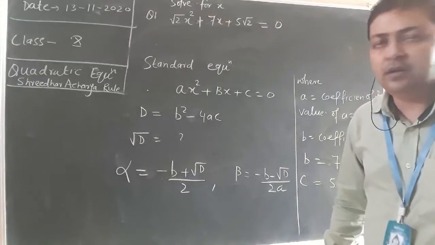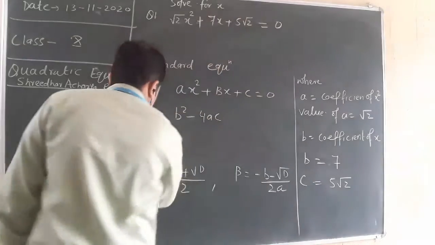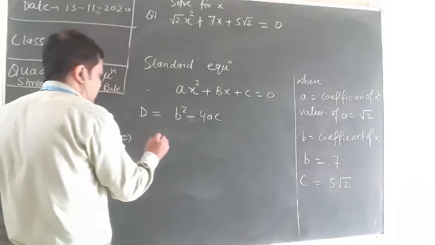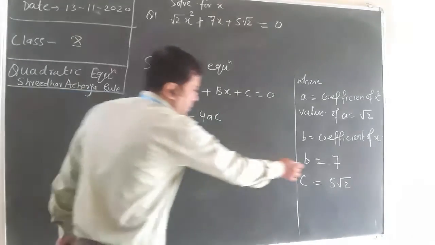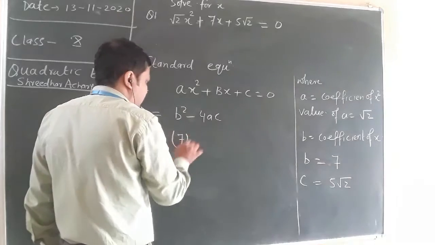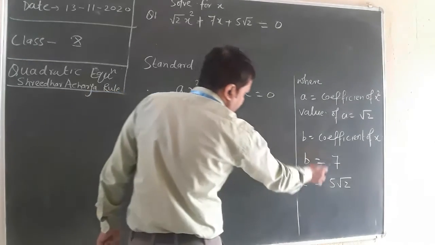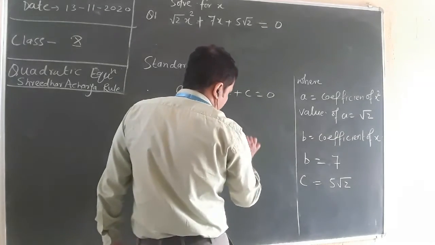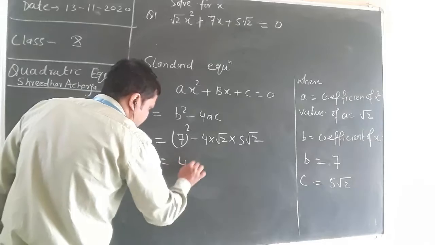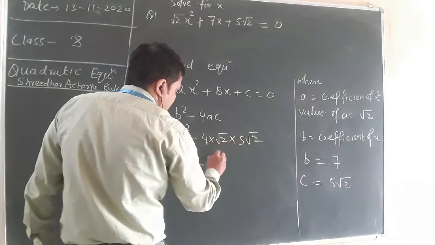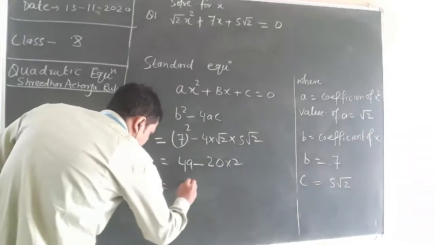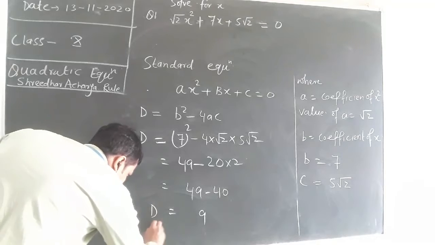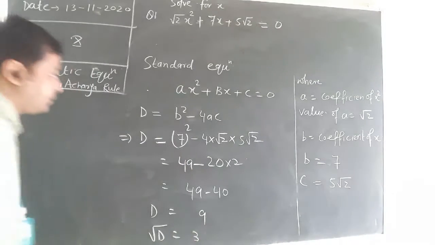So let's find the value of D. D is b square minus 4ac. So D is equal to b square. What is the value of b? b is 7. So 7 square minus 4 into the value of a. a is root 2, and c is 5 root 2. So 7 square is 49 minus 4 times 5 is 20, root 2 times root 2 is 2, so 49 minus 40, that is equal to 9. So root D is equal to 3.